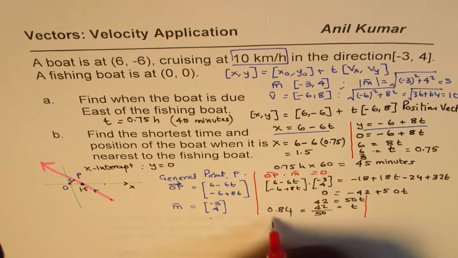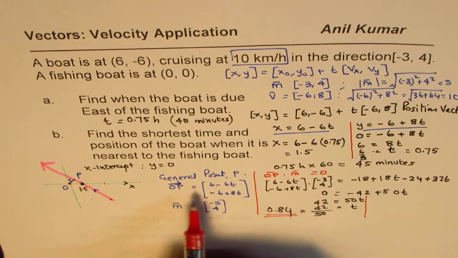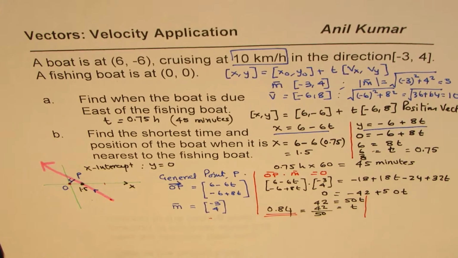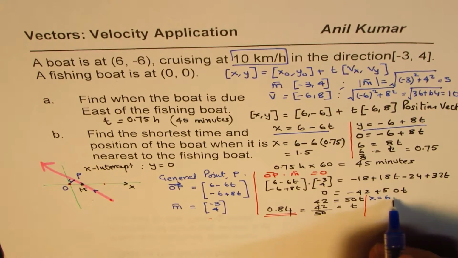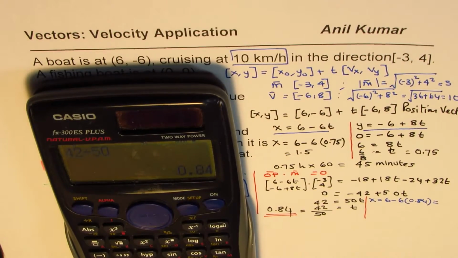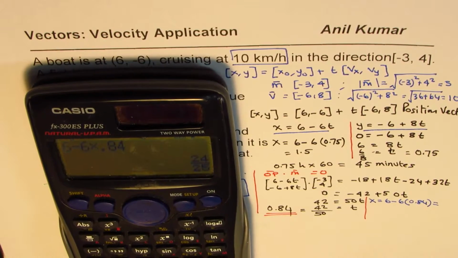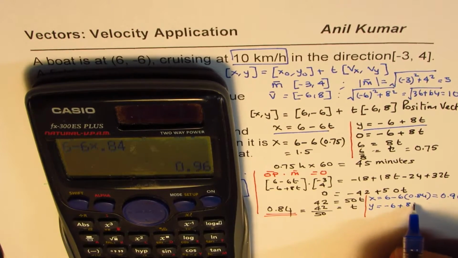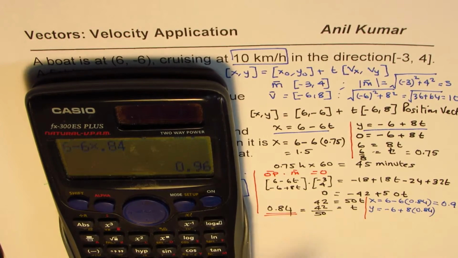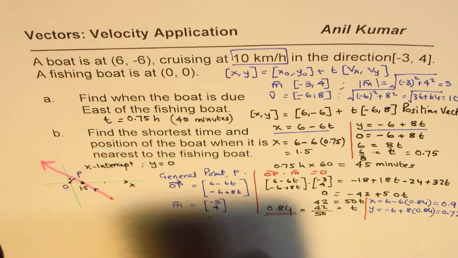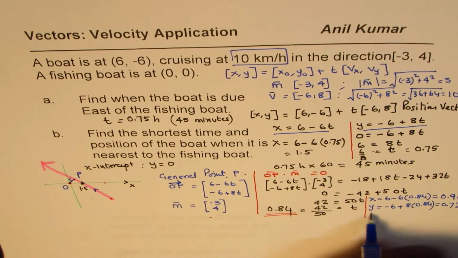I have very limited space, so we got one answer, that is the time. And now let's find out the position. So for the x value, I'm substituting t as 0.84. Let me use this blue ink now. So x equals 6 minus 6 times 0.84, and that gives us 0.96 in decimals. And the y value will be minus 6 plus 8 times 0.84, which in decimals is 0.72. So that is the position of the boat, right? So we get our answer. Let me write down the answer now.